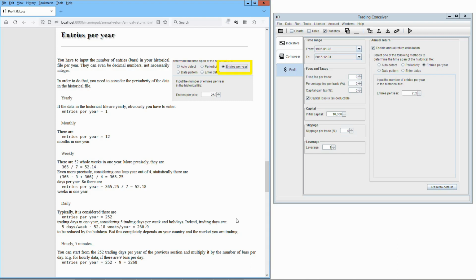If your data are less than daily, for instance hourly, you can start from the 252 trading days per year of the previous section and multiply it by the number of bars per day. For instance, for hourly data, if there are 9 bars per day, input 252 multiplied by 9 equal to 2268.